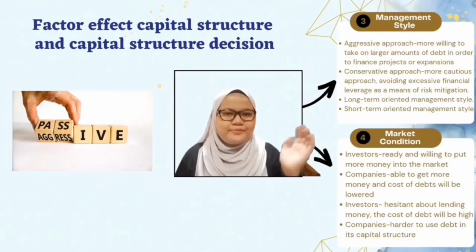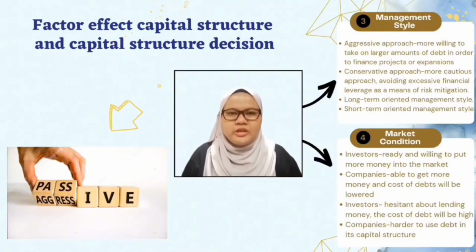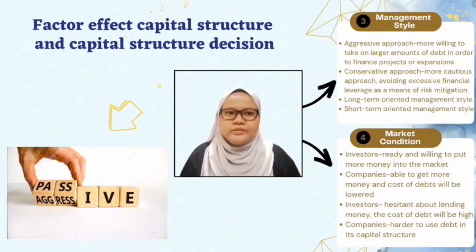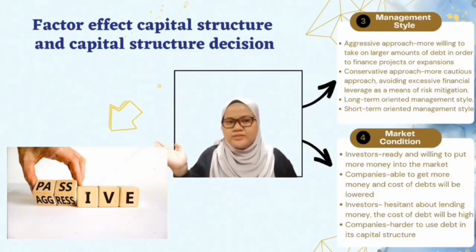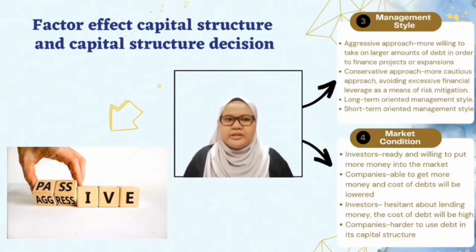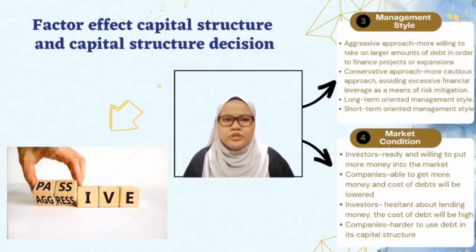Furthermore, management style. Managers who have a style that is more risk-taking or aggressive may be more willing to take on larger amounts of debt in order to finance projects or expansions that have potential for greater earnings. They may place a high priority on using financial leverage to increase profits and are willing to take the risk involved with the approach. On the other hand, a conservative management style might choose a more cautious approach, avoiding excessive financial leverage as a means of risk mitigation. Even if it means sacrificing some potential returns, they may place a higher priority on maintaining a lower debt-to-equity ratio in order to assure greater financial stability.